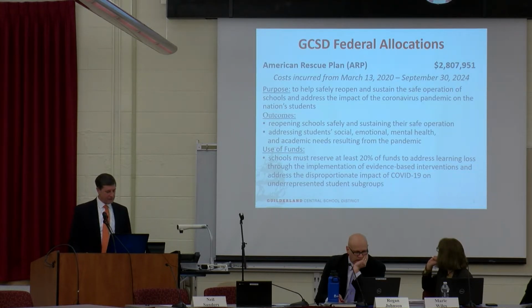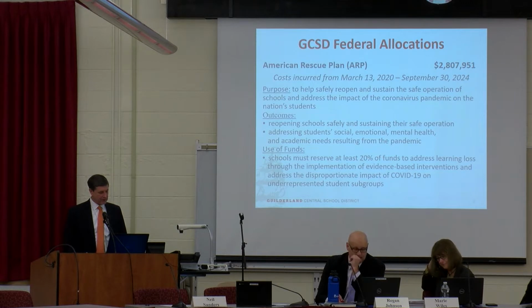And in terms of the use of funds, schools such as ours must reserve at least 20% of the funds to address learning loss, and it needs to be done through the implementation of evidence-based interventions. And a second piece to this, address the disproportionate impact of COVID-19 on underrepresented student subgroups. So there's really 2 parts to that particular use of funds: the 20% to address learning loss, and also to address disproportionate impact on underrepresented student subgroups.